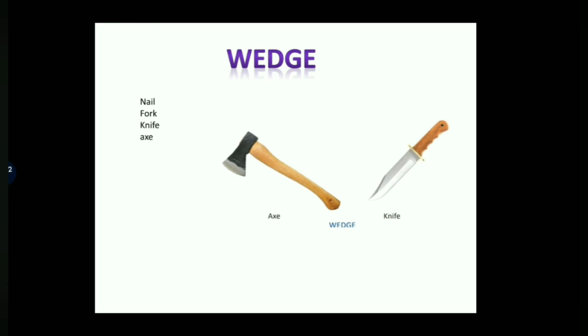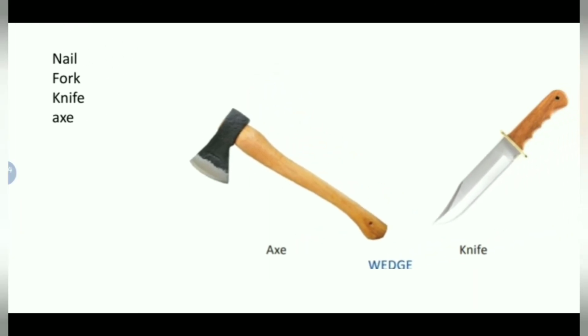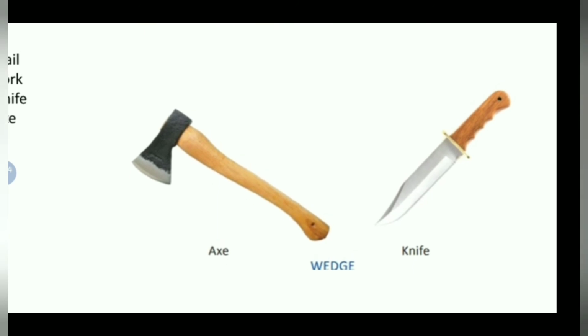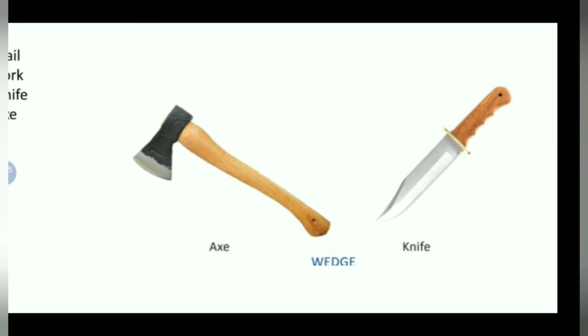Next is wedge. A wedge has two inclined planes that are put together to form a sharp edge. You can see this axe having a sharp edge. This is actually two inclined planes that are put together. Here in the case of a knife also, you just observe this sharp end of the knife. These are actually two inclined planes that are put together.